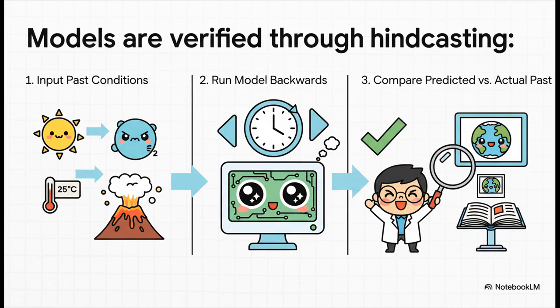But wait, how can we actually trust these super complicated models? Well, this is where it gets really clever. We test them against the past. It's a process called hindcasting. Basically, scientists feed the models data from the past, like old solar activity or big volcanic eruptions, and see if the model can accurately recreate the climate that we already know happened. If it can predict the past correctly, we can be a lot more confident about its predictions for the future.